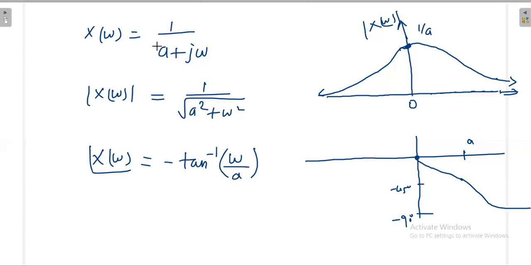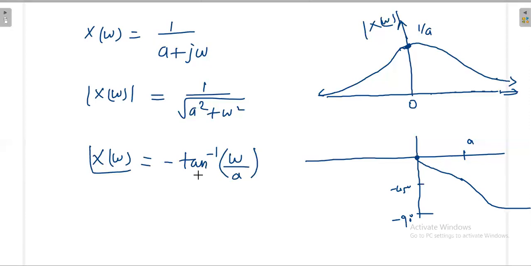So for a given spectrum, this is the spectrum. X of ω is the frequency domain representation of the given time domain signal. Once we have a frequency domain representation, for that representation we can write the magnitude and also the phase.